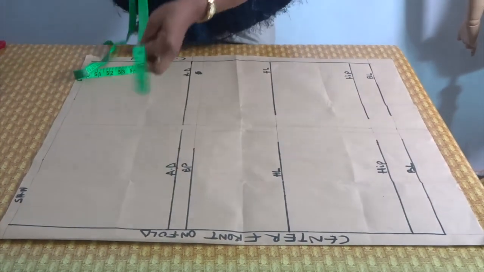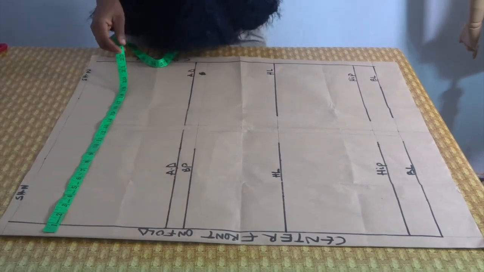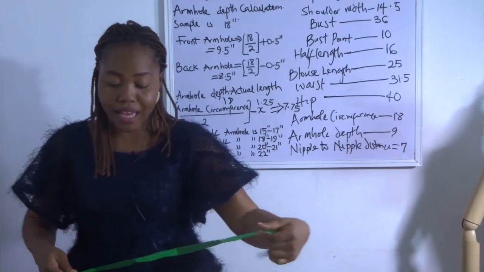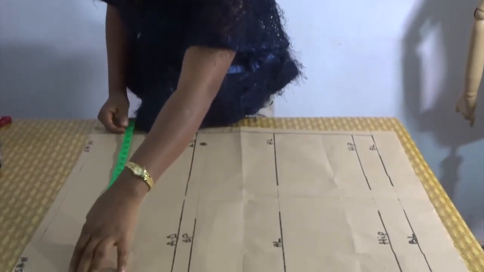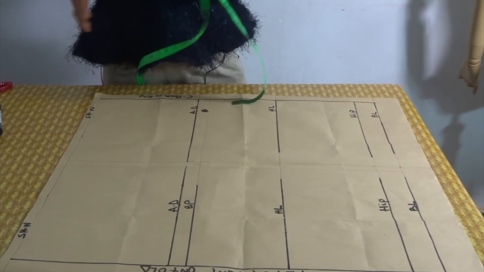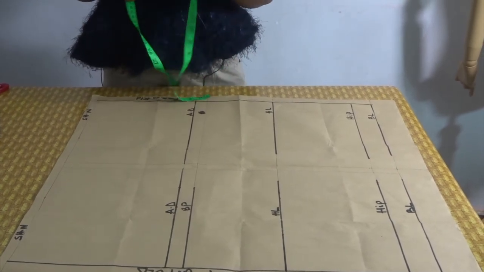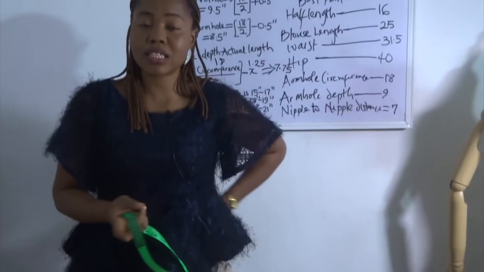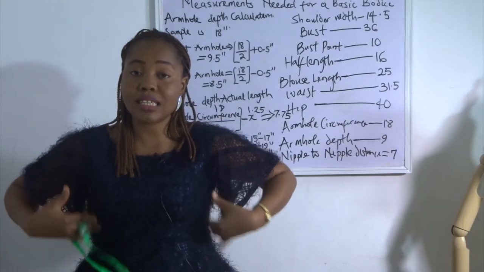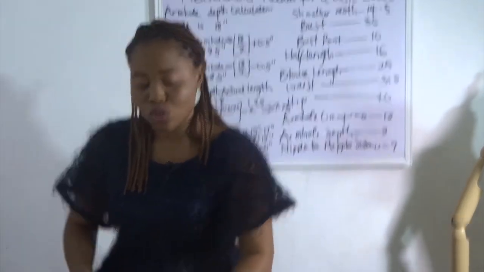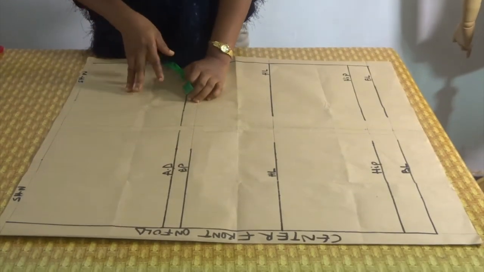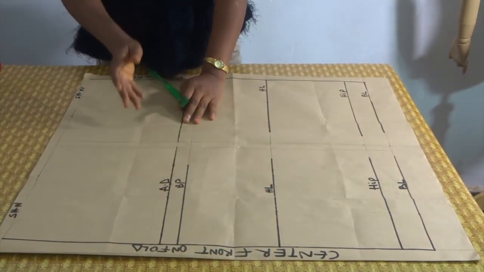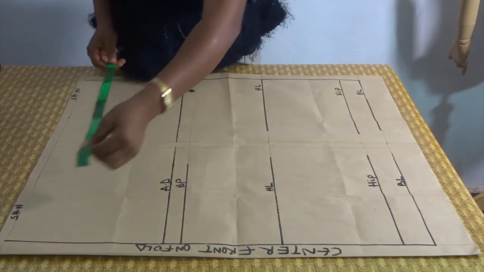Now, the width of my paper should be like my hip, which is the biggest size, divided by 2, which is 20, plus an extra 6 inches. This is because of all the small allowances, like the zip allowance and the seam allowance. So here, you should have the biggest part of your measurement, if it's your bust or your hip, divided by 2 plus an additional 6 inches.